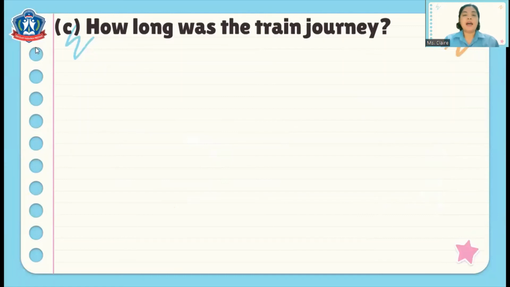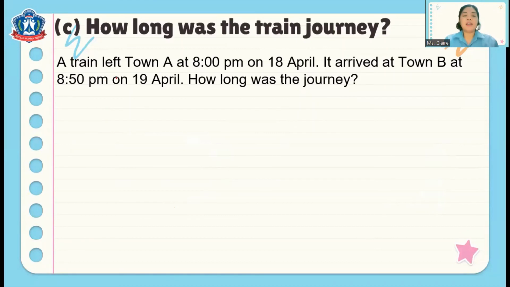Another problem. How long was the train journey? A train left town A at 8 p.m. on 18th of April. It arrived at town B at 8:50 p.m. on 19th of April. How long was the journey? So remember that the date already changed.